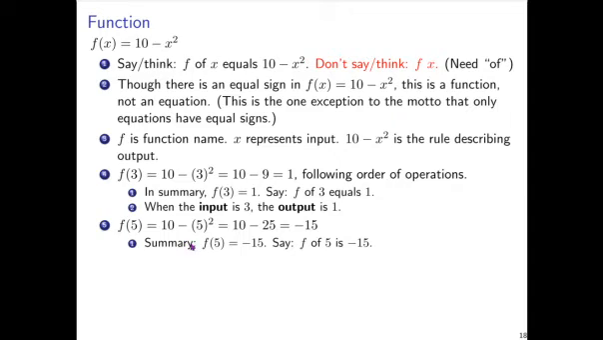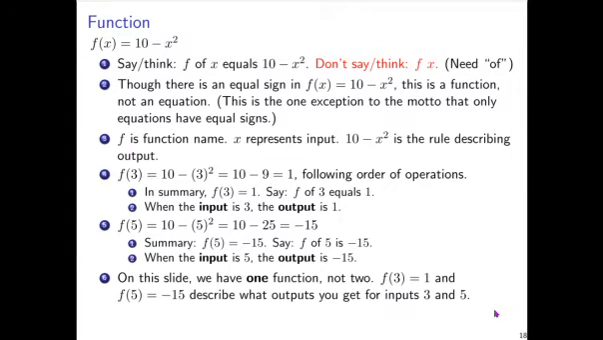In summary, our notation is f of 5, that's this part, and then skipping all of these things between all these equal signs, finally equals negative 15. We say f of 5 equals, or is, negative 15. In words, when the input is 5, the output is negative 15.